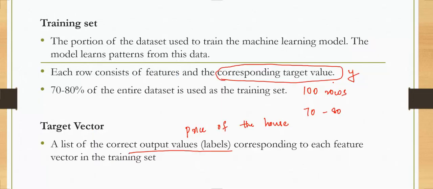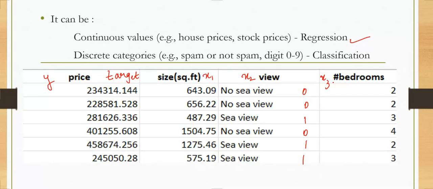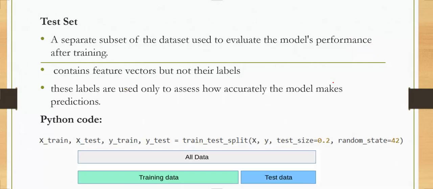Okay. So we have seen the training set. This is an example of a training set along with the target vector. Of the total data set, only 70 to 80% is taken for the training data set, and the remaining 20 to 30% we are taking as the test data set. That is a separate subset of the whole data set used to evaluate the performance. The training set was used to train the model, and using that algorithm we evaluate the model's performance after training using the remaining 20 to 30% of the data set.